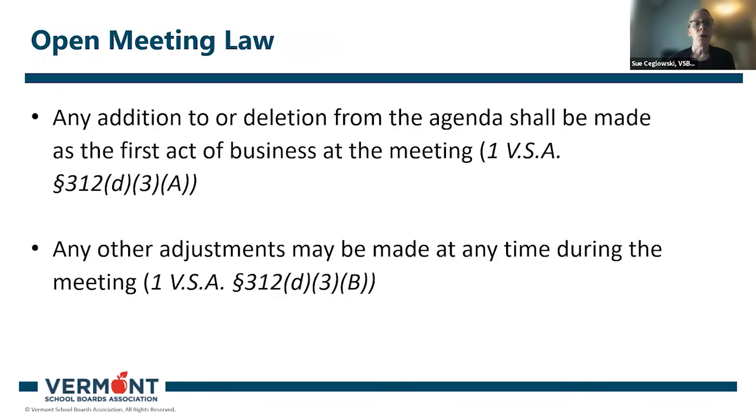I wanted to note one piece of open meeting law that needs to be complied with over and above Robert's Rules of Order. And that is that any addition to or deletion from the agenda has to be made as the first act of business at the meeting. And you can find that in the open meeting law at 1 VSA section 312. Additionally, any other adjustments may be made at any time during the meeting, according to the open meeting law.